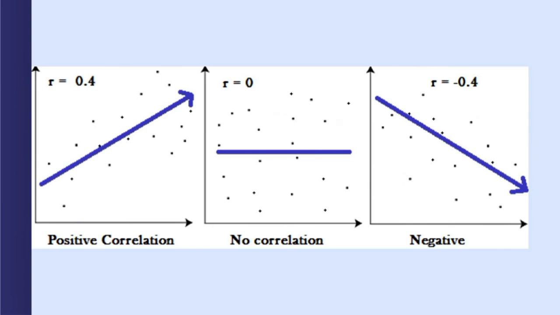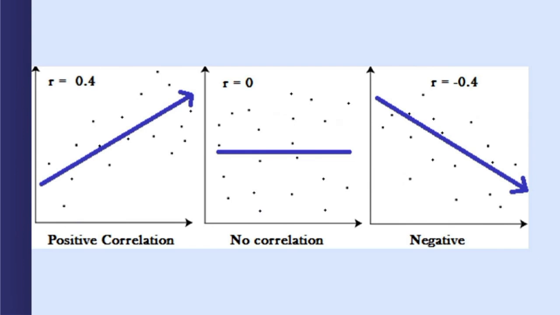Number 2. No correlation. R equals 0. The dots are scattered randomly with no visible trend. This means there is no relationship between the two variables. Line direction, flat horizontal, showing no upward or downward trend. R equals 0. This value tells us there is zero correlation.